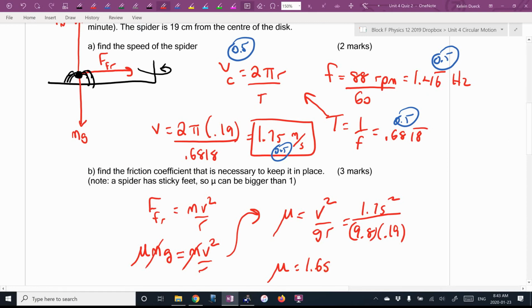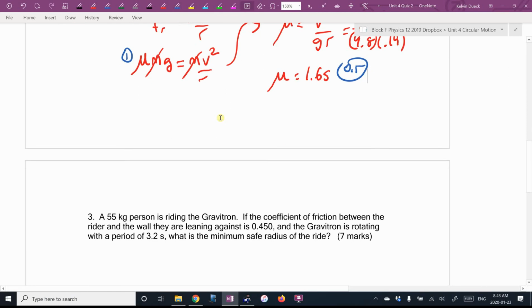If you used the period, you would get something very, very similar as well. In terms of part marks, 3 out of 3 if you got that. Otherwise, I would probably go something like this. 1 mark for that, or 1 mark for mu mg equals m 4 pi squared r over t squared. Then I would give you half mark for getting the mu by itself, and a half mark for the answer. Then I would turn the page.